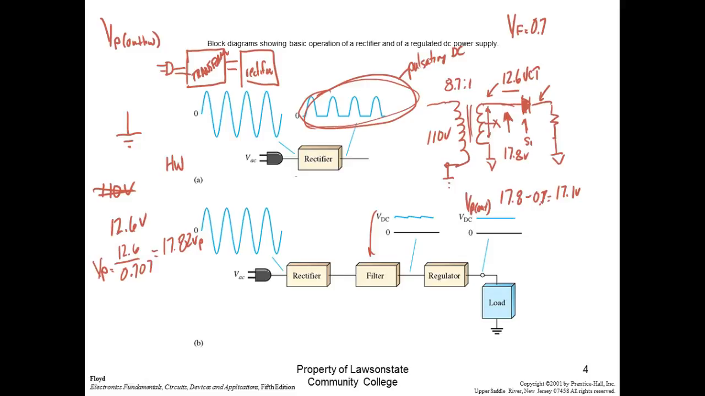Then we're going to move over to equation 14. What does 14 say? My DC voltage is going to be equal to what? V peak out, 17.1, divided by pi. So what should we measure? 5.4.